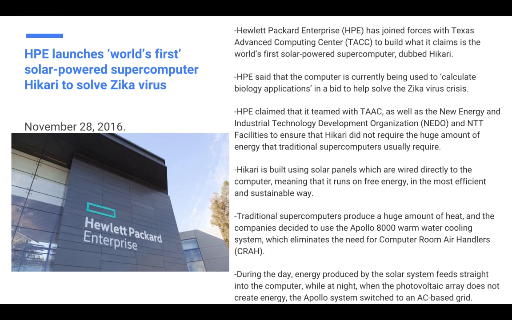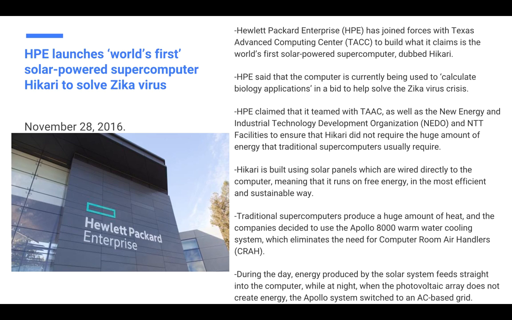What happened in this scenario was that the company HPE joined forces with a variety of organizations, such as the Texas Advanced Computing Center, the New Energy and Industrial Technology Development Organization, and also NTT Facilities to build what claims to be the world's first solar powered supercomputer, and they named it Hikari. The reason why they built this computer was to calculate biology applications that would help solve the Zika virus crisis.